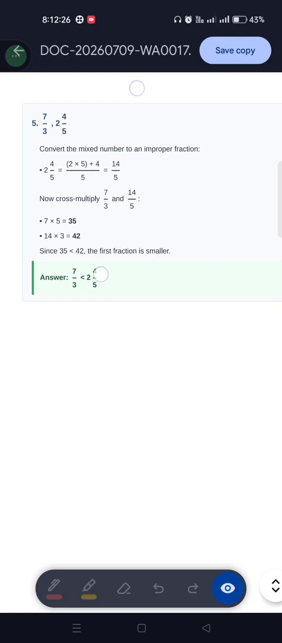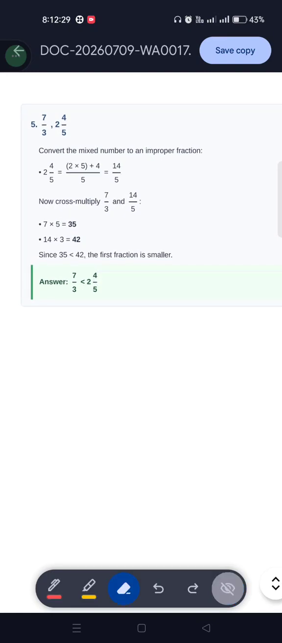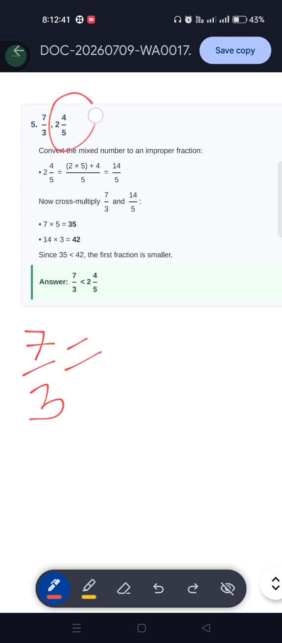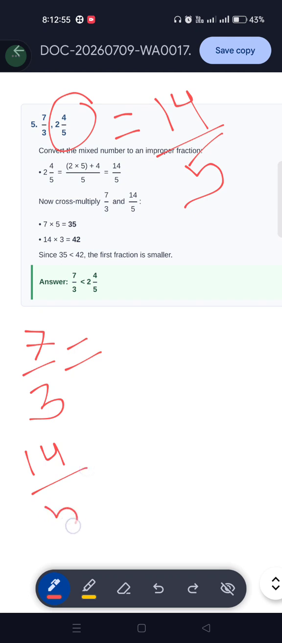Now the last question. You are given two fractions, 7 upon 3 and the second fraction is 2 into 4 upon 5. It will become 5 times 2 is 10, 10 and 4 is 14 upon 5. Okay, the second fraction will become 14 upon 5. Now write here 14 upon 5.